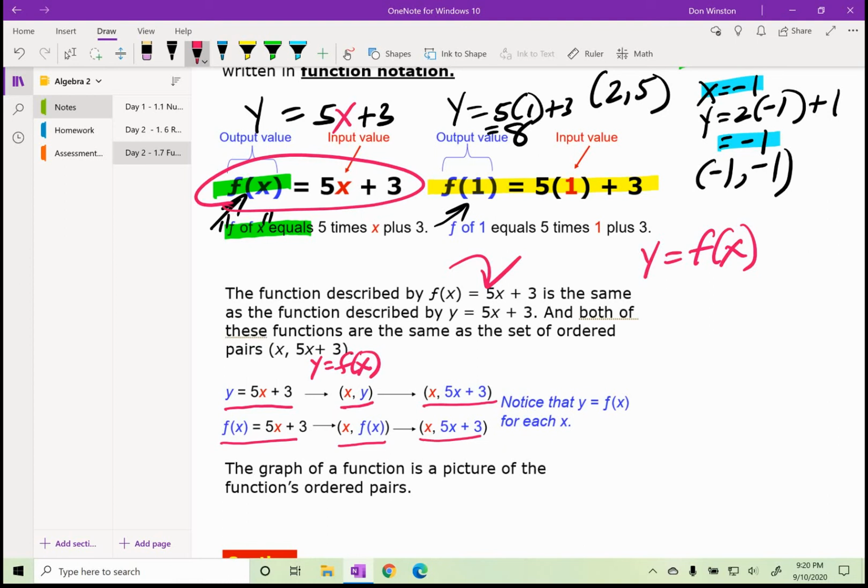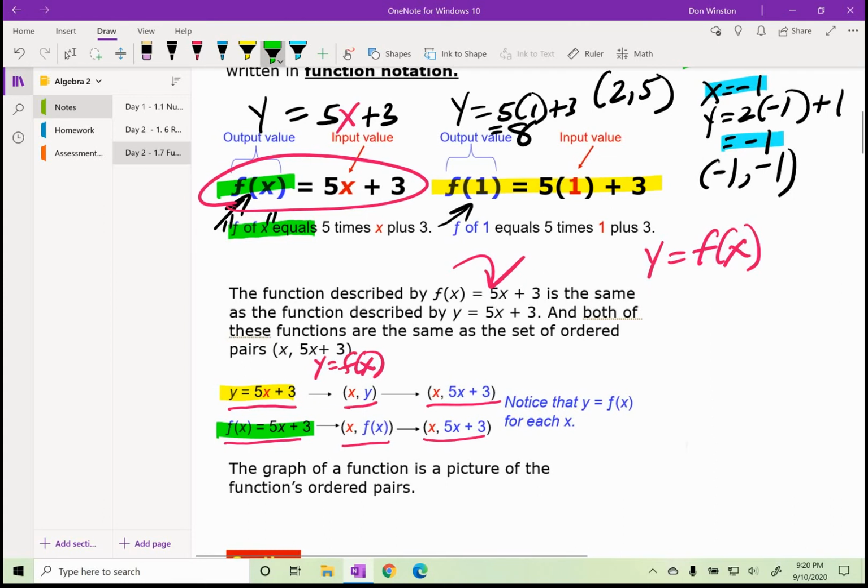Okay, so it all means the same thing. Y equals 5x plus 3, or f of x equals 5x plus 3. It all means the same thing. But we'll use function notation. Most of the time in Algebra 2, we'll use f of x, or g of x, or h of x, whatever. It's all the same.